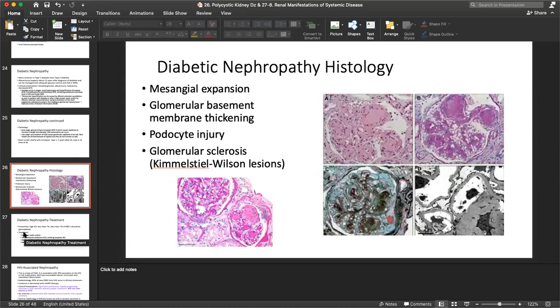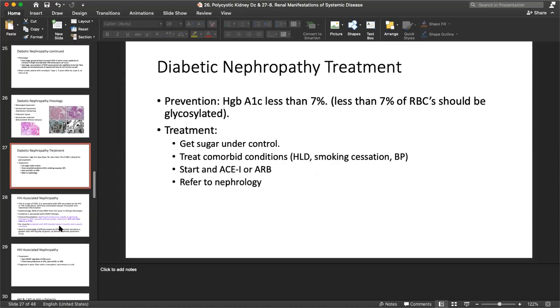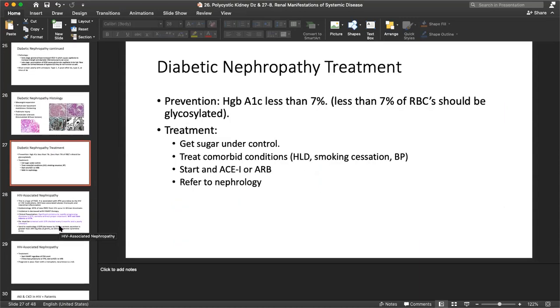So here's looking at the histology. Remember, there's mesangial expansion and glomerular membrane thickening with podocyte injury. So we get this Kimmelstiel-Wilson lesion. Treatment: make sure that you get their blood sugar under control. Their A1C needs to be less than 7, and treat comorbid conditions. Start them on an ACE or ARB and refer to nephrology.